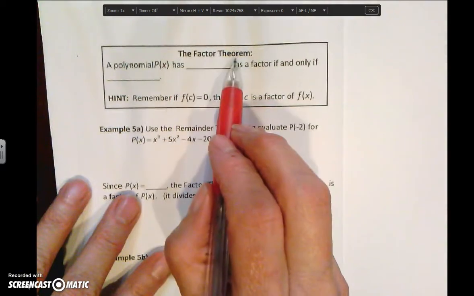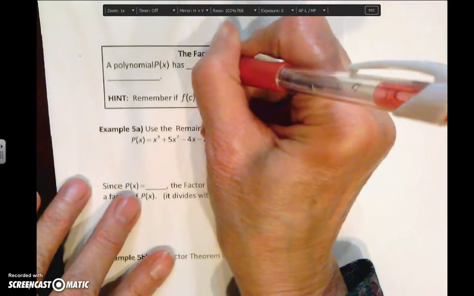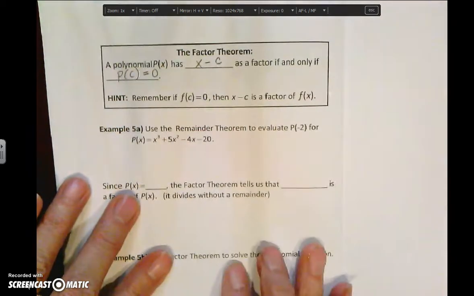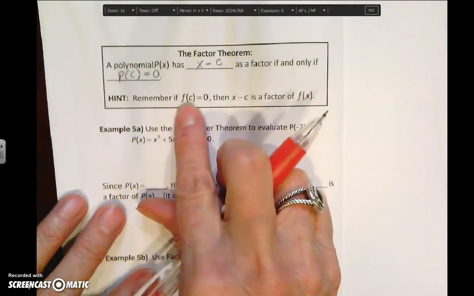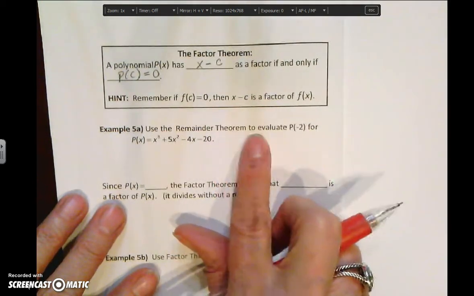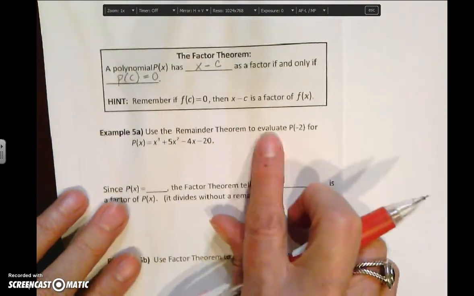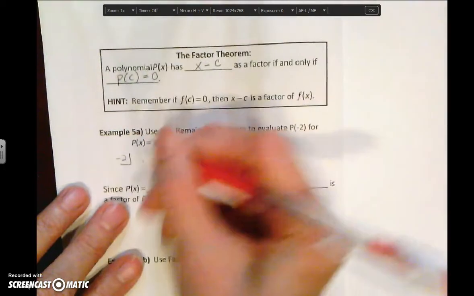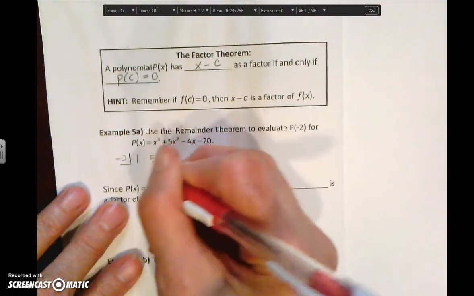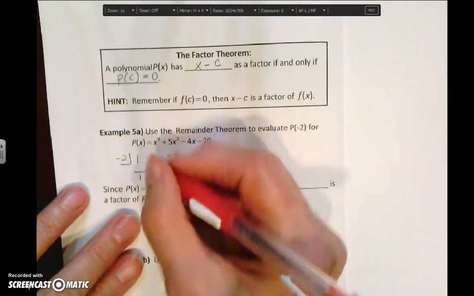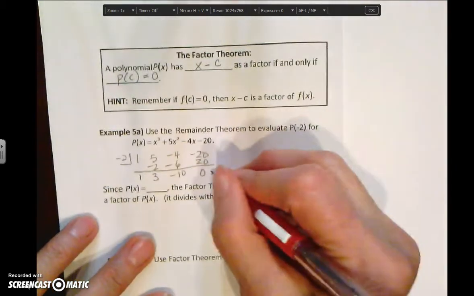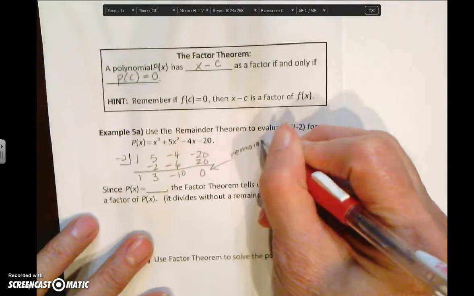So we have a theorem that states, the factor theorem: a polynomial p of x has x minus c as a factor if and only if p of c is equal to 0. Hint, just remember that if f of c is 0, then x minus c is a factor of f of x. So use the remainder theorem to evaluate p of negative 2 for this. When we use the remainder theorem, we take negative 2 and divide it in, and we got a 1, a 5, a negative 4, and a negative 20. Not missing anything this time. So doing my division, that's 1, that's negative 2, 3, negative 6, negative 10, 20, and that adds to be a 0. So we have a remainder of 0.